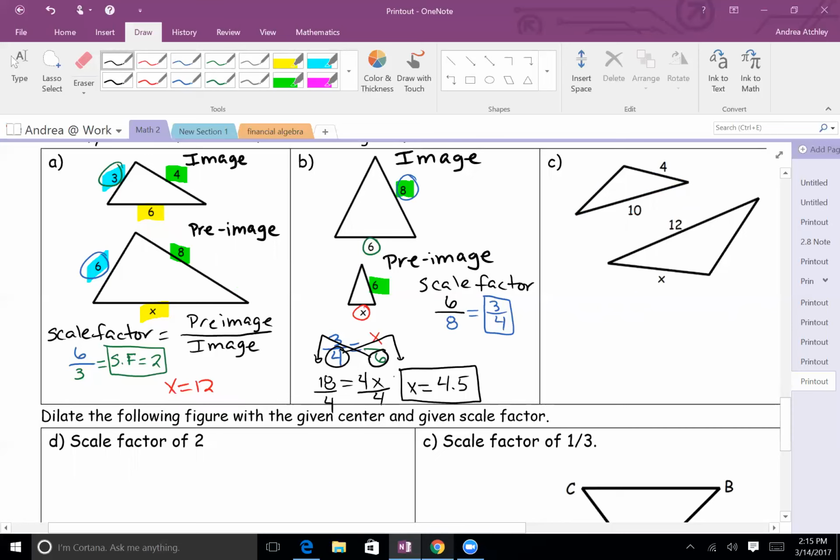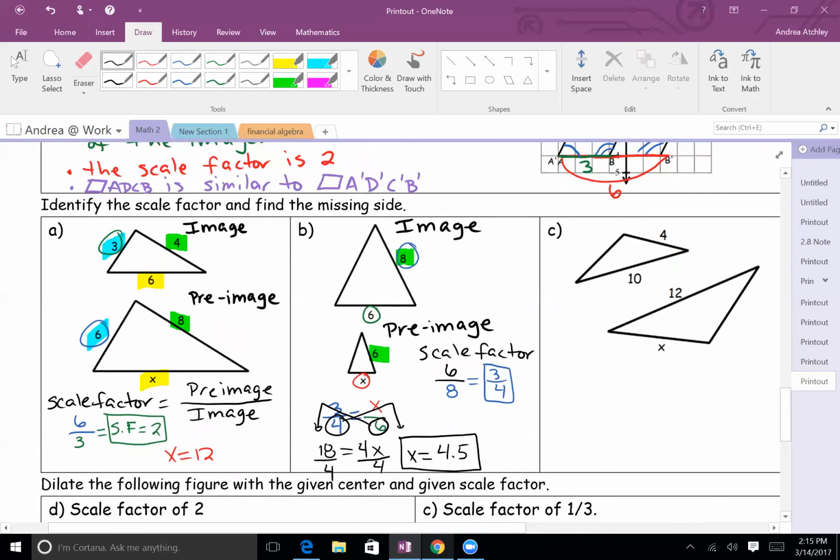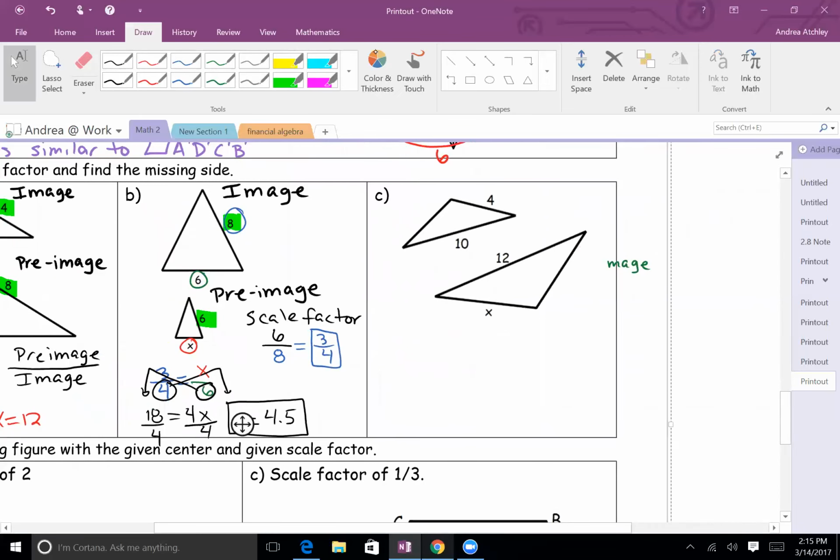Any questions over that? The key here is you need to make sure you're lining up your sides, that you're not saying that 8 goes with the x, because 8 is clearly not the same as x in my smaller figure. Those are not corresponding sides. Does that make sense? Okay, so I want you guys to try C on your own.